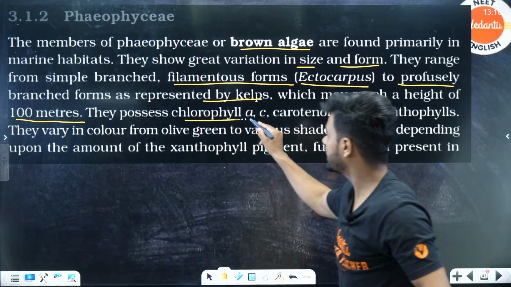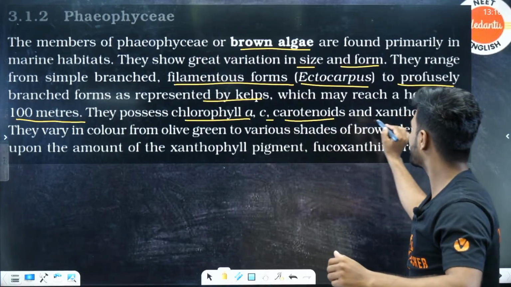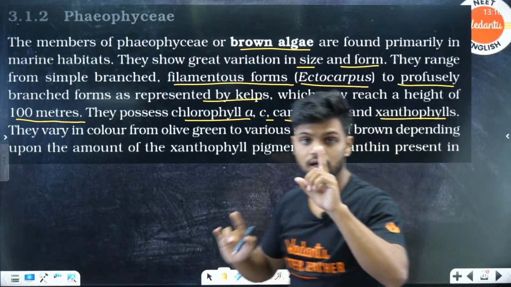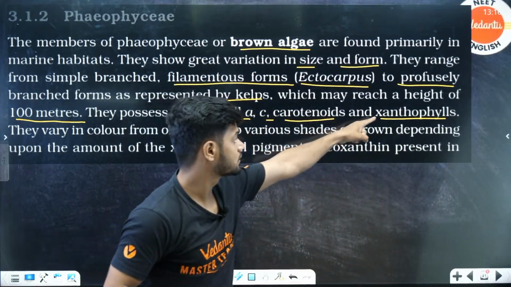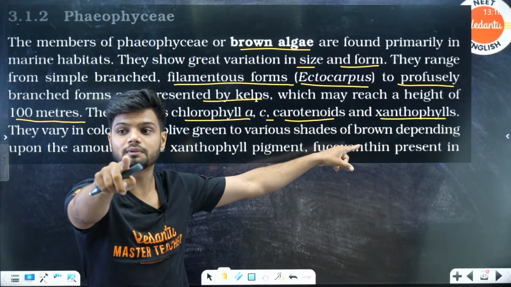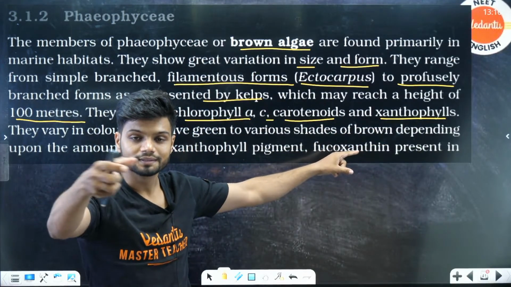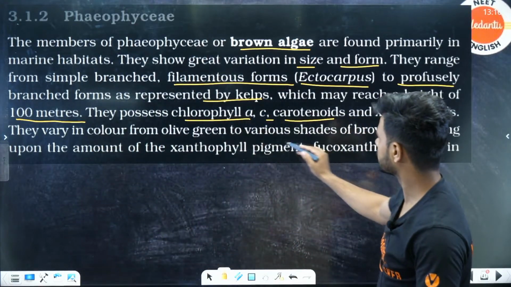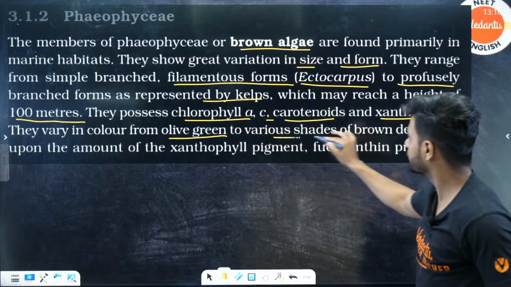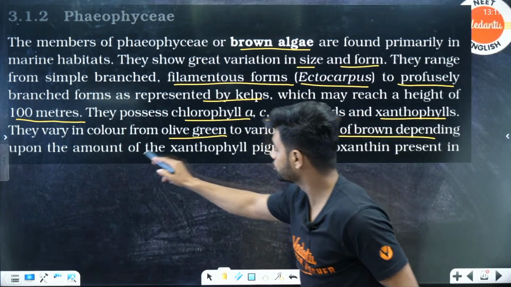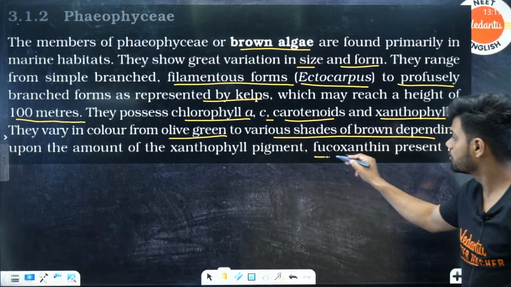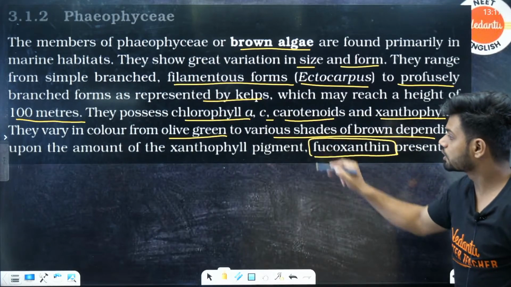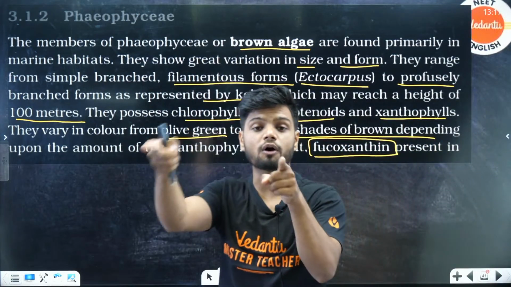They possess chlorophyll A, chlorophyll C, carotenoids and xanthophyll. Now, which type of xanthophyll? Tell me in the chat. The xanthophyll I am talking about here is fucoxanthin. The color varies from olive green to brown depending upon the amount of xanthophyll pigment, that is fucoxanthin. So remember students, fucoxanthin is a type of xanthophyll.